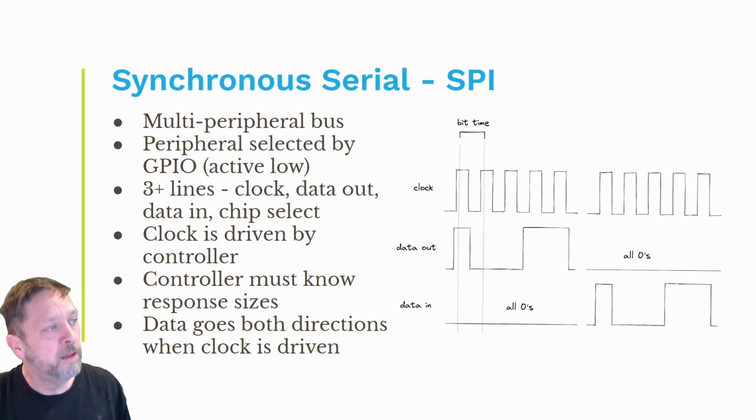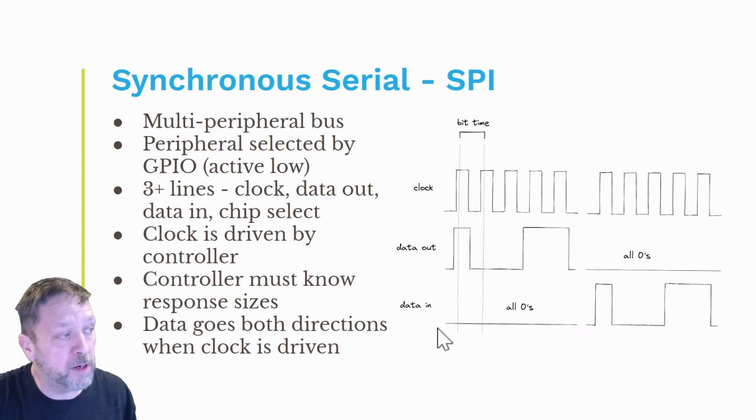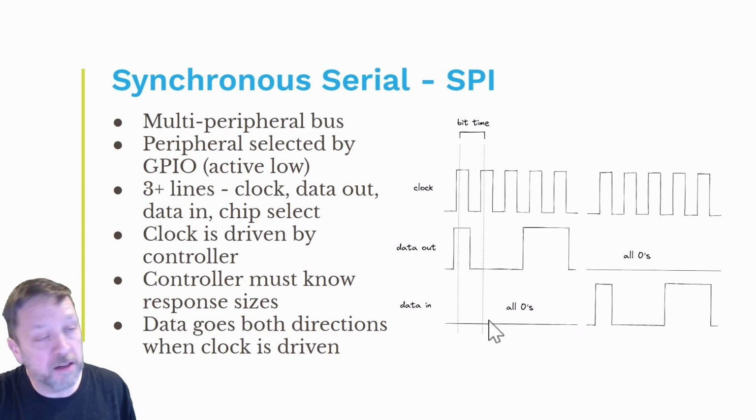Another thing that is a little bit confusing to people is that because of this behavior, data is always going in both directions. When you're sending data, you're also receiving data. Now, the data may be something that's completely irrelevant, and in this case, you can see we've got this data out where we're sending data. When we drive this clock to push that data out on the bus, data comes back into an input buffer. Typically, it will be all zeros if the peripheral isn't responding.